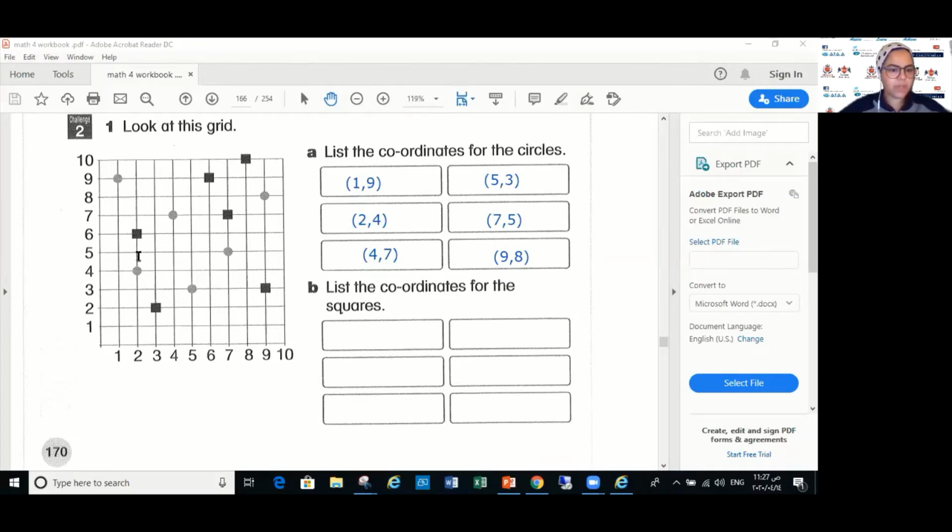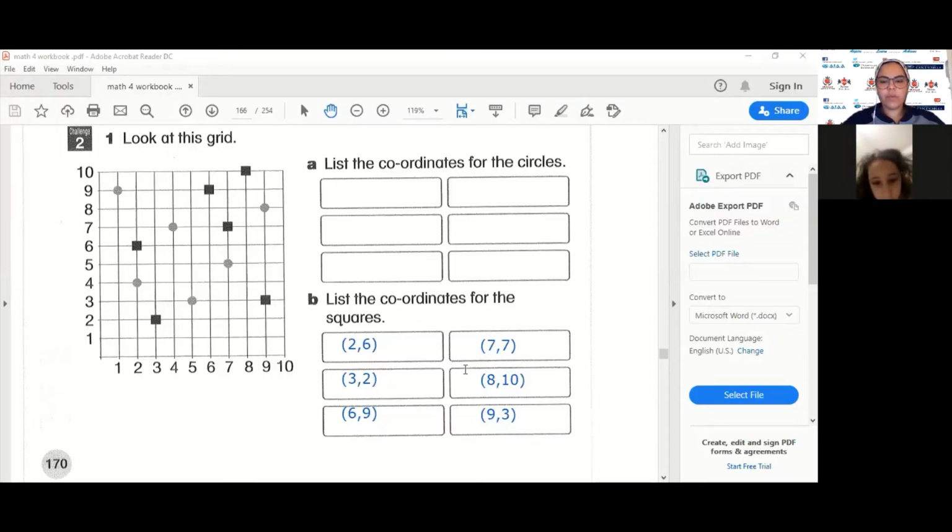We have here the squares are 2 and 6. Just I have to put arrows. Okay. 3 and 2. Don't forget to put the arrows. 3 and 2. The third. So here 4, I want you to check your answers as I told you. Here we have the coordinates for the squares in the grid.